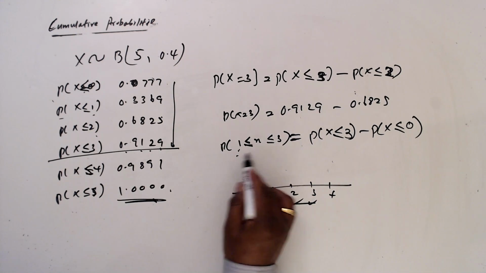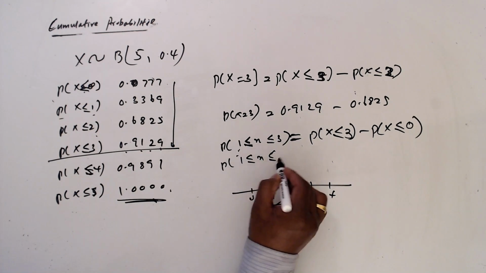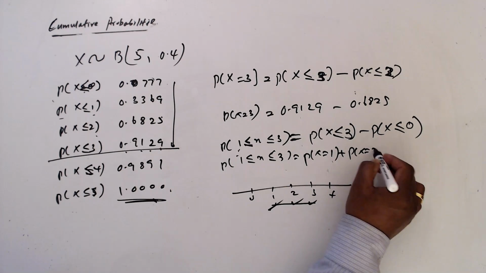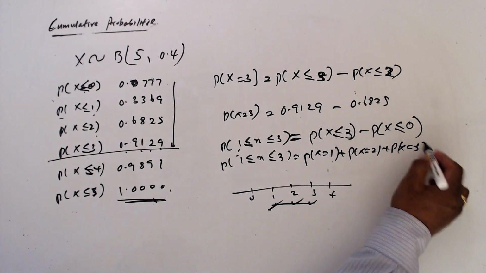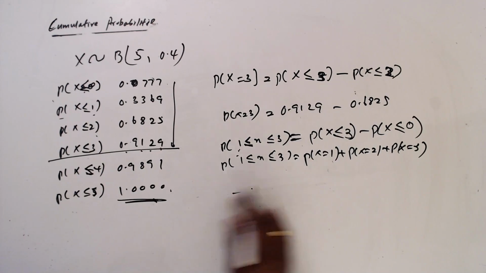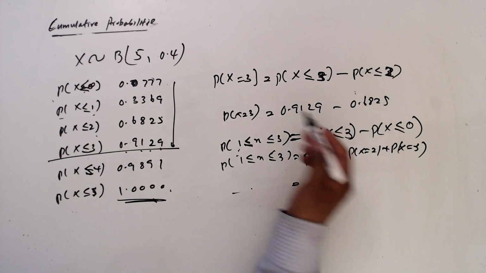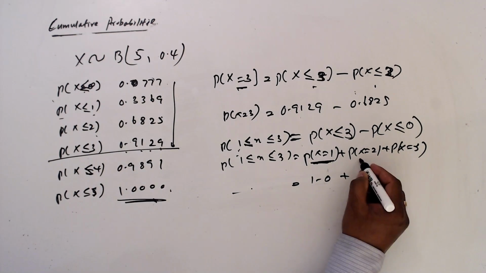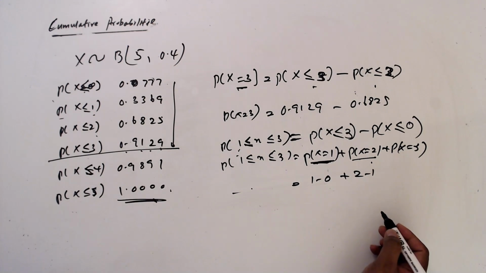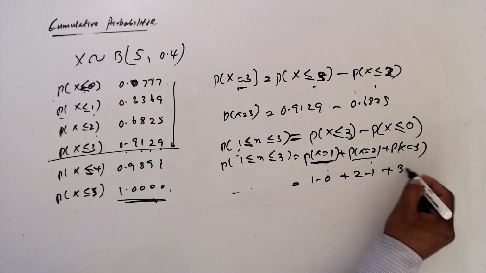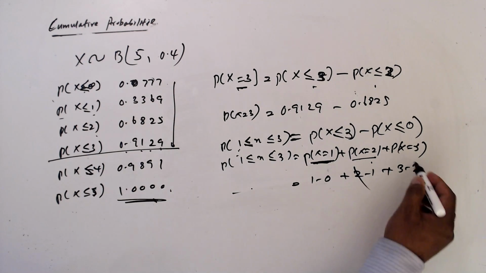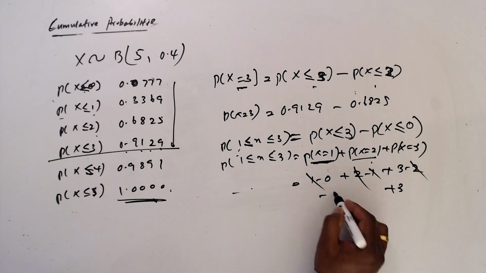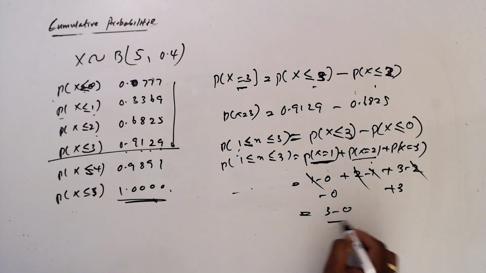Simply, we need 1 to 3, meaning we need probability of x equal to 1, x equal to 2 and x equal to 3. How do you find 1? Find 1 minus 0. How do you find 2? 2 minus 1. And 3? 3 minus 2. Now you can see 2 and 2 cancel out, 1 and 1 cancel out. Only remaining is plus 3 and minus 0. So 3 minus 0.